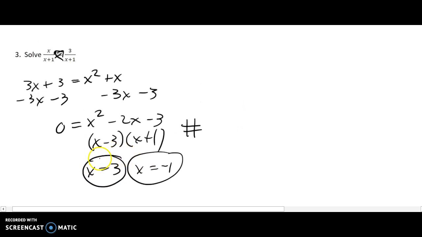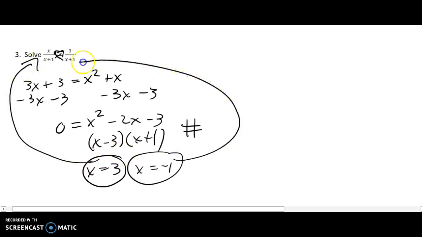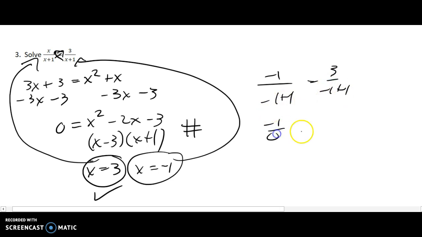Finally, we need to see if these answers will work by plugging them in. This one does work. When we plug -1 in, you get zeros in the denominator. So this does not work. It's an extraneous solution.